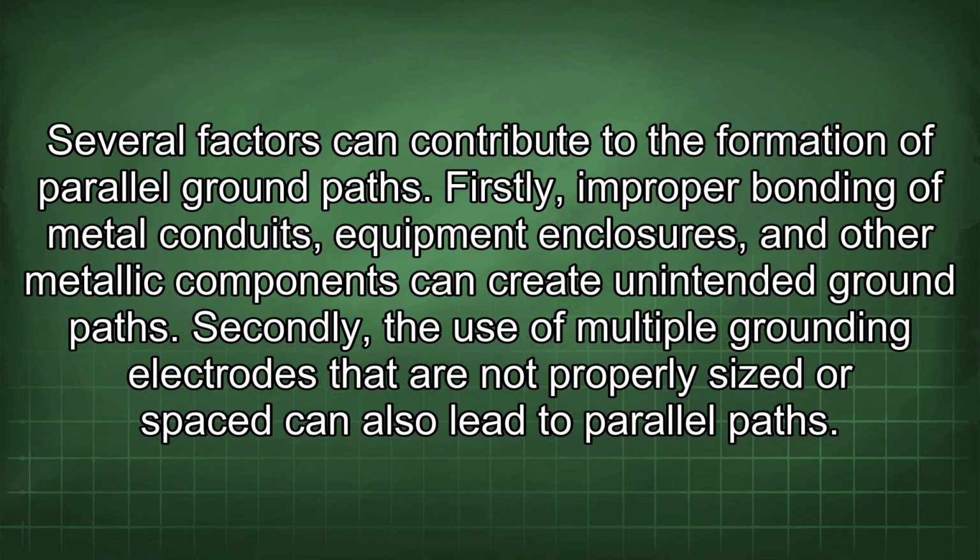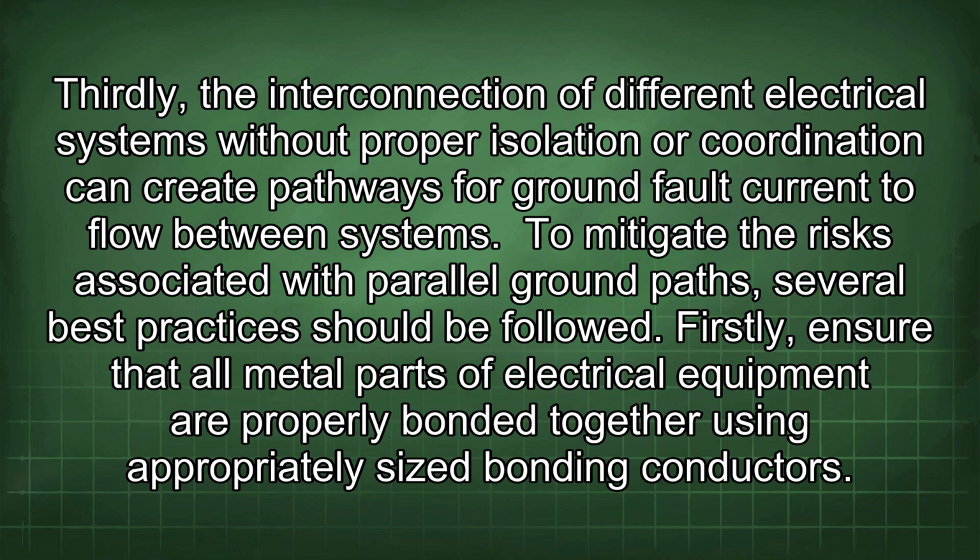Several factors can contribute to the formation of parallel ground paths. Firstly, improper bonding of metal conduits, equipment enclosures, and other metallic components can create unintended ground paths. Secondly, the use of multiple grounding electrodes that are not properly sized or spaced can also lead to parallel paths. Thirdly, the interconnection of different electrical systems without proper isolation or coordination can create pathways for ground fault current to flow between systems.